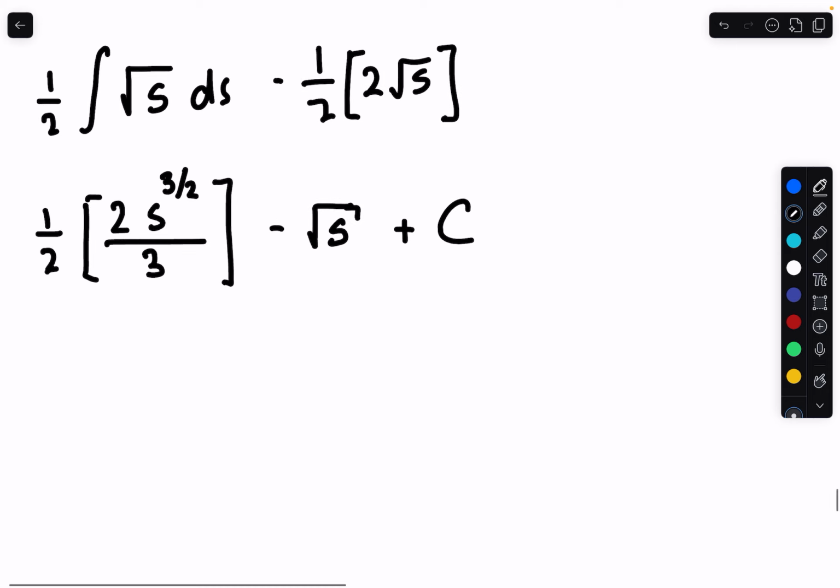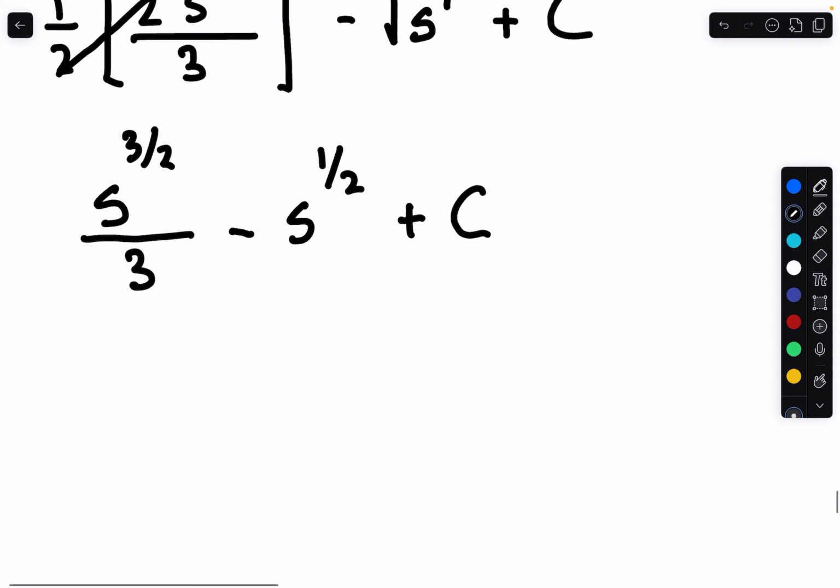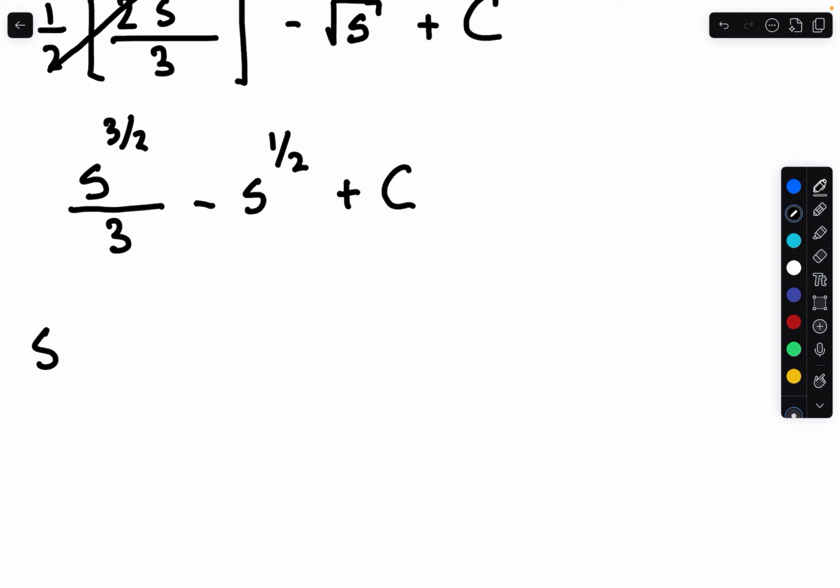So we notice that these 2's here are going to cancel, and so what we're left with is s to the 3 over 2 divided by 3 minus s to the 1/2 plus c. We can factor out s to the 1/2 from all of this, which is going to give us s to the 1/2 times s divided by 3 minus 1, all plus c.